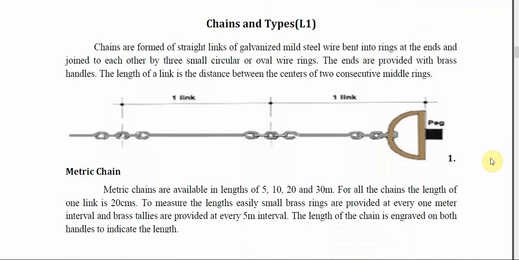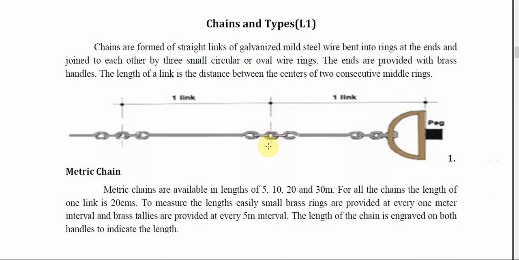Chains are formed of straight links of galvanized mild steel wire bent into rings at ends and joined to each other by three small circular or oval wire rings. The ends are provided with brass handles. The length of each link is the distance between center of two consecutive rings.